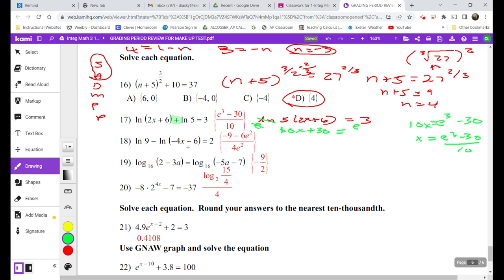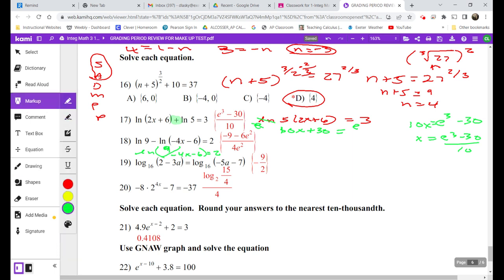Same idea with this one. We may run out of room a little bit. Well, we're going to divide. So this is going to be the natural log of 9 divided by negative 4x minus 6 equals 2. Because when I multiply, I add, but when I divide, I subtract.